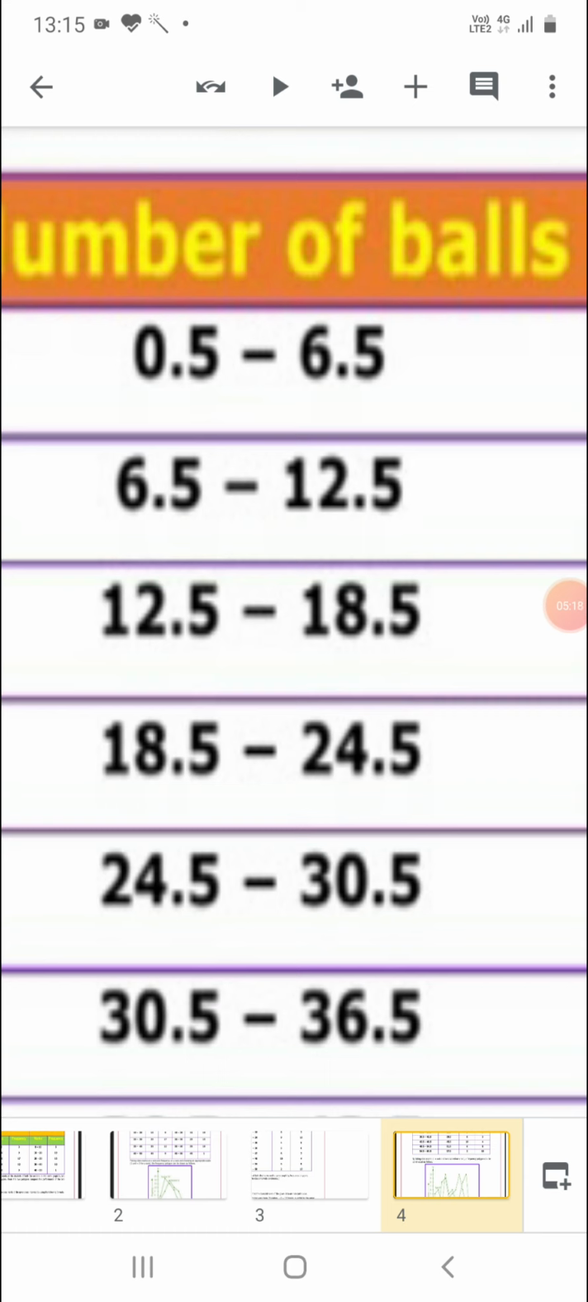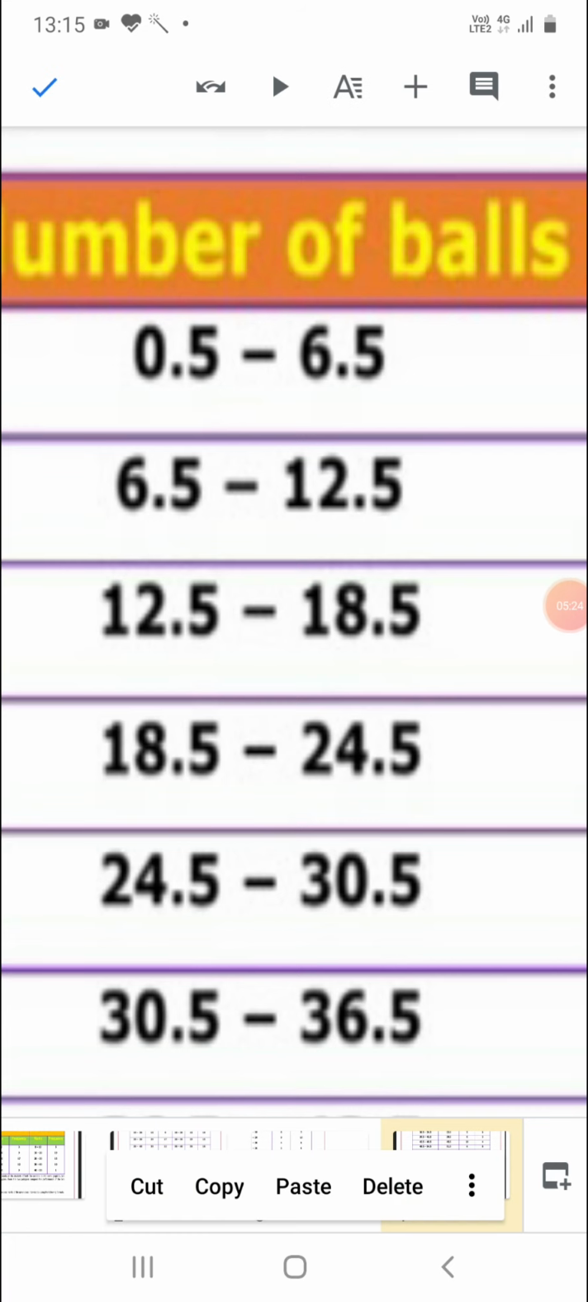If we divide 1 into 2 parts, what do we get? 0.5, 0.5. So we will subtract 0.5 from the lower limit and add 0.5 to the upper limit. This is the method of making the classes continuous. So when we subtract 0.5 from 1, we'll get 0.5. And when we add 0.5 to 6, we'll get 6.5.